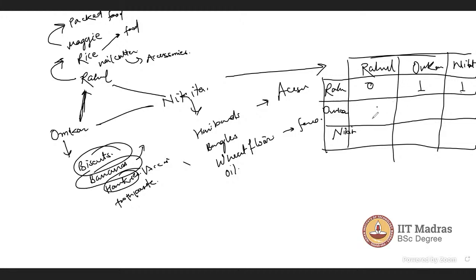Okay. Similarly, 1 0 1 0 0 1 1 0. And suppose they don't have a relation, Rahul and Nikita, then what will happen? Similarly, Rahul doesn't have any relation with Nikita, so 0 and this 0. Okay. Now, this is one way of expressing it. Fine?